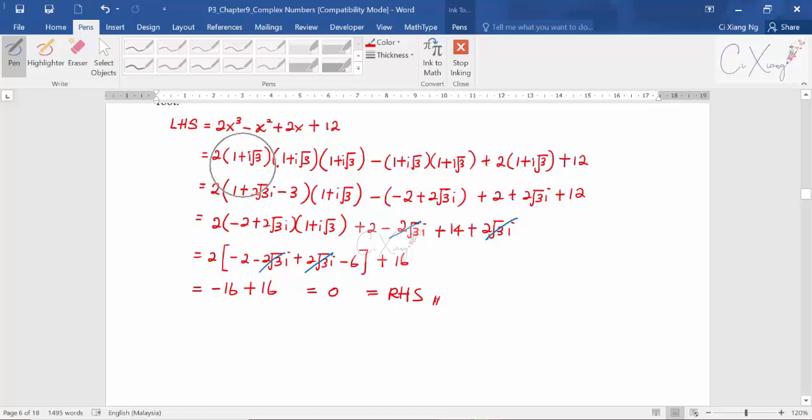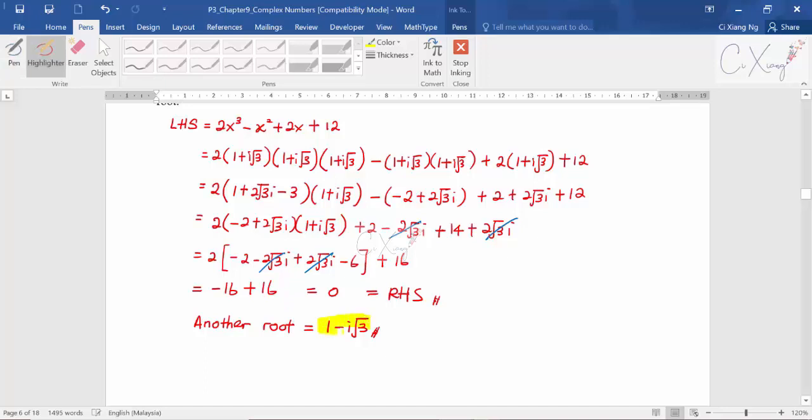So one of the roots is 1 plus i square root 3. Since all the coefficients are real, you can straight away write out that another root will be the conjugate pair of the original one. So it will be 1 minus i square root 3. So this is another root that we have.